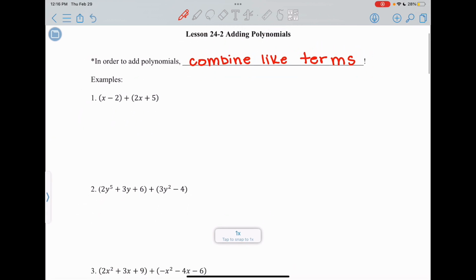We've combined like terms before. Remember, I recommend drawing different shapes around your like terms so that we can identify what our like terms are. So for instance, I have x and 2x, and then my numbers I have -2 and 5. X plus 2x is 3x, and -2 plus 5 is +3.